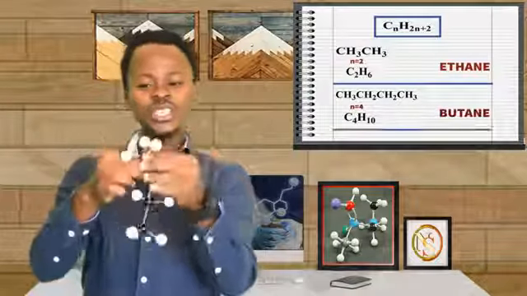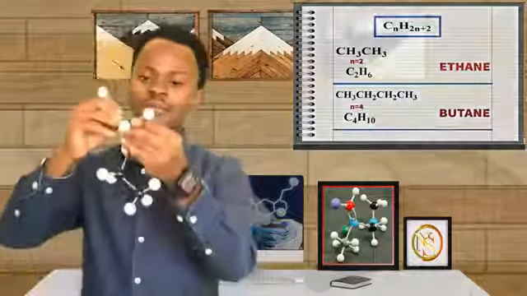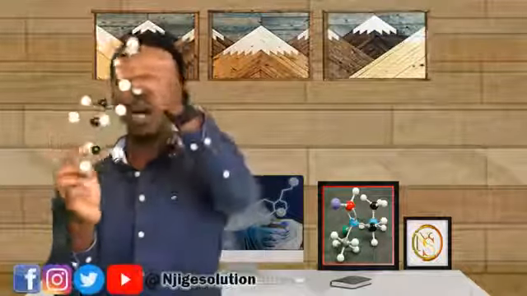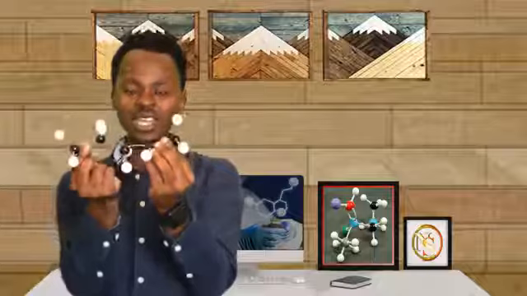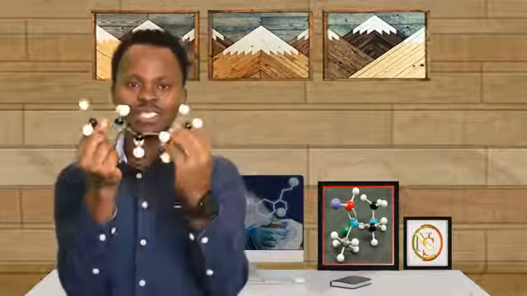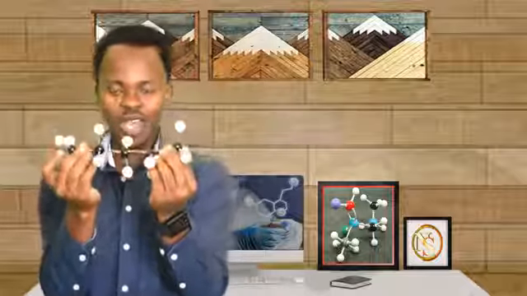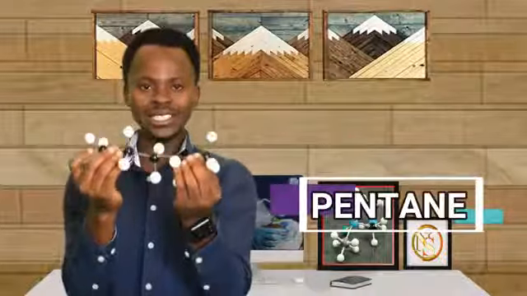Now, you can continue by removing a hydrogen atom and replacing it with another methyl group. As you can see here now, our molecule will have 1, 2, 3, 4, 5 carbon atoms. And hydrogen will be equal to 5 times 2 plus 2, which is 12. And therefore, the molecular formula of this molecule will be C5H12, and it is called pentane.